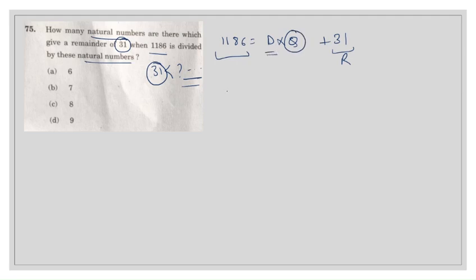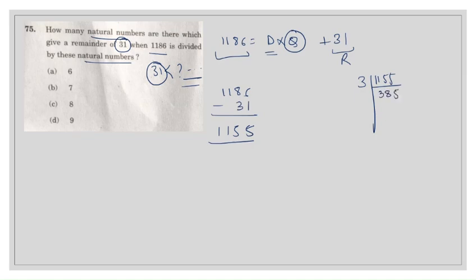So what happens here is, first we'll subtract 31 from 1186, because this is the remainder. We need to check the divisibility of the number without this 31 part. So it will be 1155. When we do the prime factorization of 1155, we start with 3. It is divisible by 3: 3 into 385.